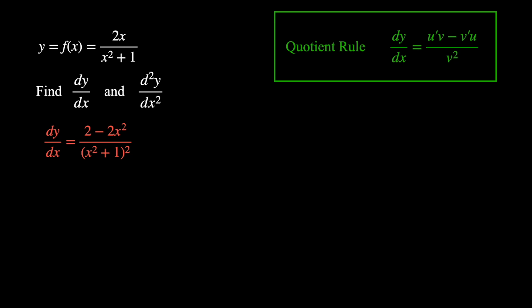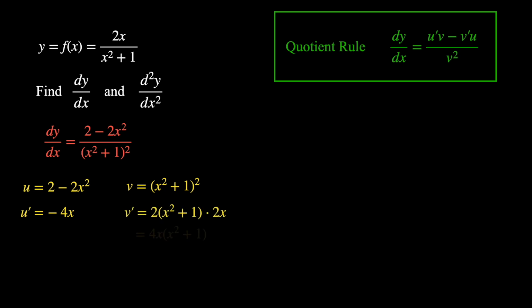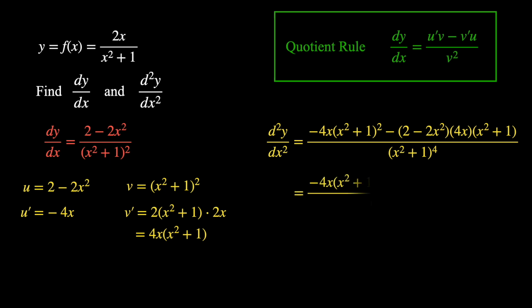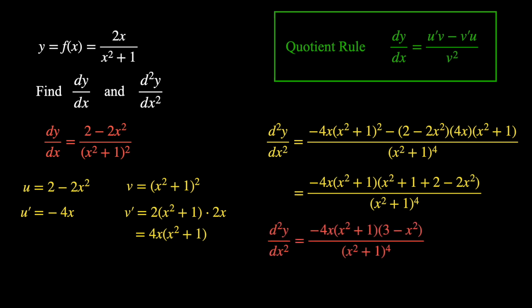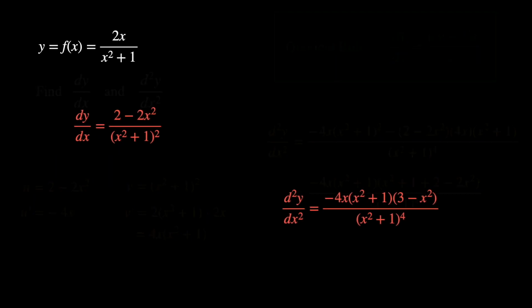Since the first derivative is also in quotient form, we can introduce a new u and v, such that we can use the quotient rule. Computing the derivatives of these new u and v, and then substituting into the quotient rule, we get the second derivative. Taking common factors of negative 4x and x squared plus 1 on the numerator, we get an expression for the second derivative of the curve y equals f(x).